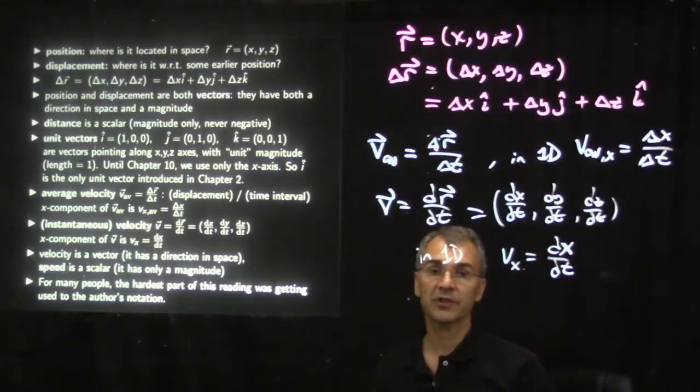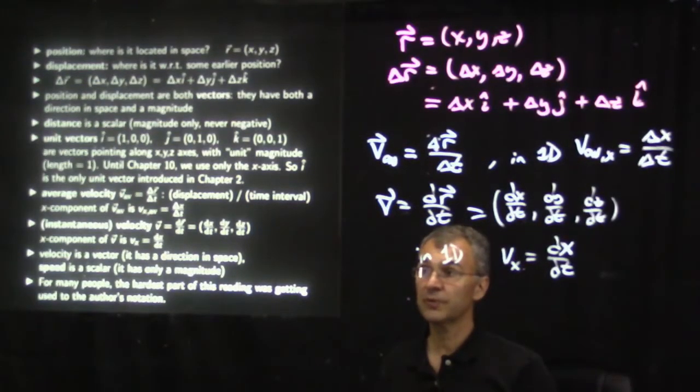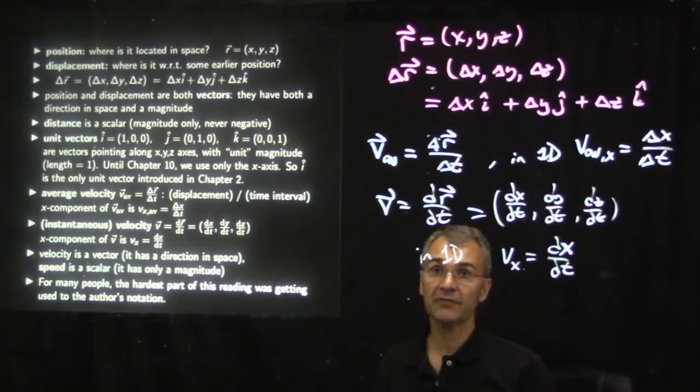Velocity is a vector. Velocity has a direction in space. Speed is a scalar. Speed only has a magnitude. In fact, speed is the magnitude of the velocity vector.